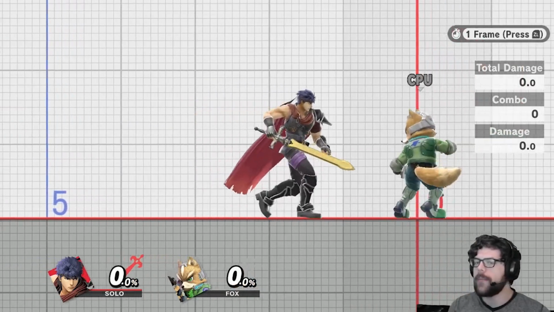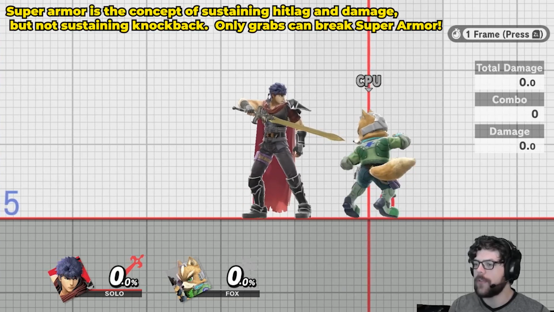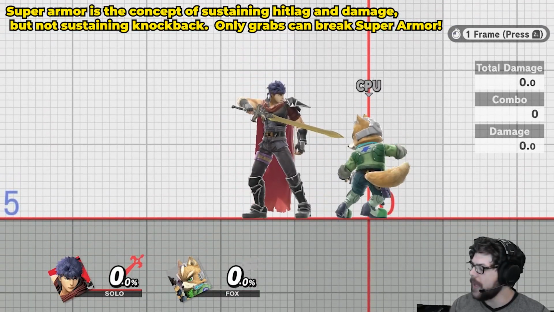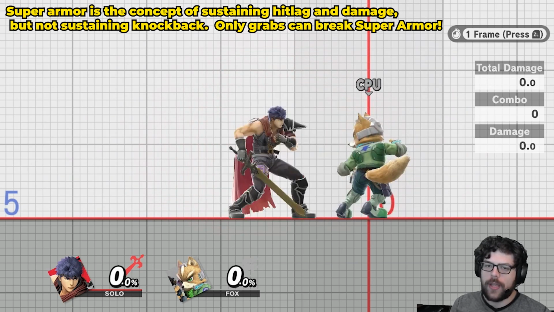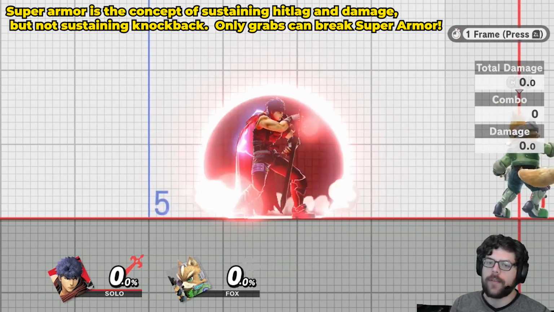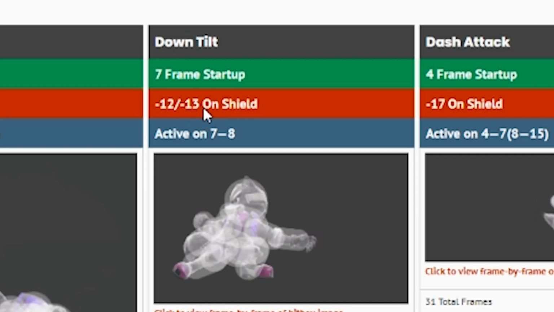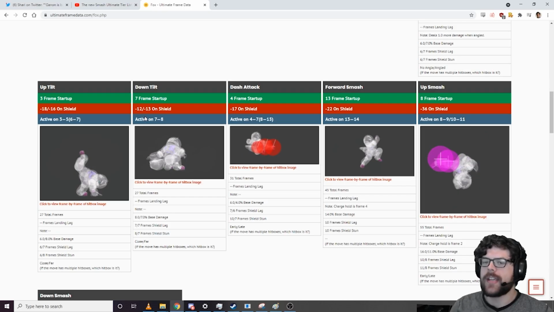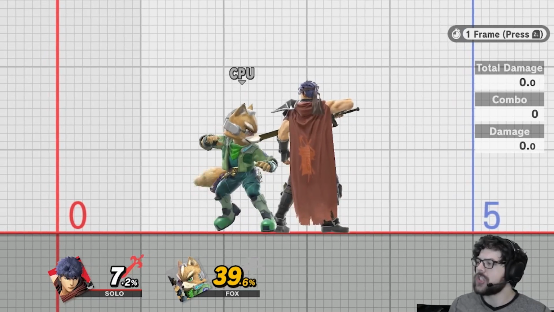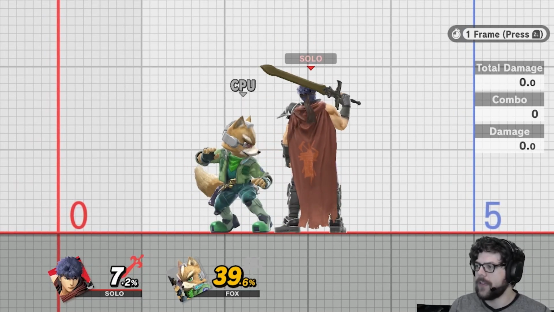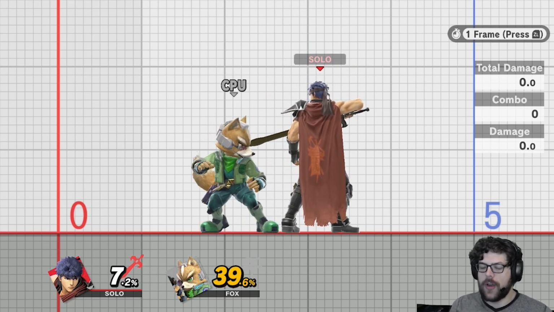Now, a cool thing about Ike's Ether out of shield is it actually has super armor that comes out on frame 5. So that means if we think someone's going to mash on our shield, we can actually armor through it with armor that comes out on frame 5, which is pretty cool. So as an example here, Fox down tilt is minus 12 or 13 on shield, right? Because Ether's frame 15, it can't directly punish it. Let me show you. So because the strong hit of Fox down tilt is minus 12, and Ike's Ether is frame 15, I shouldn't be able to directly punish it out of shield, right?